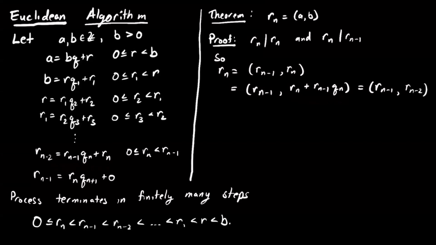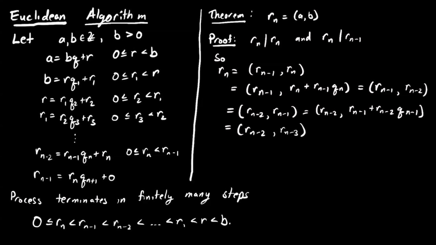And I'm going to just continue this process now. Let's rewrite this. This is the GCD of Rn minus 2, comma Rn minus 1. So let's rewrite the thing in the second slot. I know that this is going to be the same as the GCD of Rn minus 2, comma Rn minus 1 plus Rn minus 2 times Q sub n minus 1. And this is just going to be the GCD of R sub n minus 2, comma R sub n minus 3. Okay, and we just continue in this way, right?